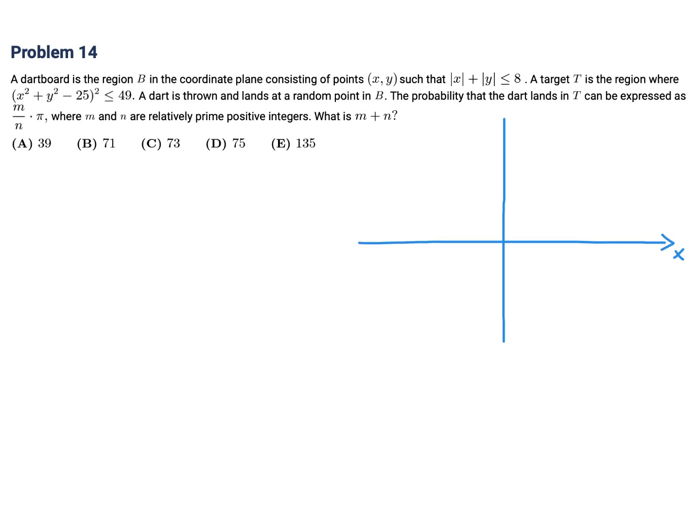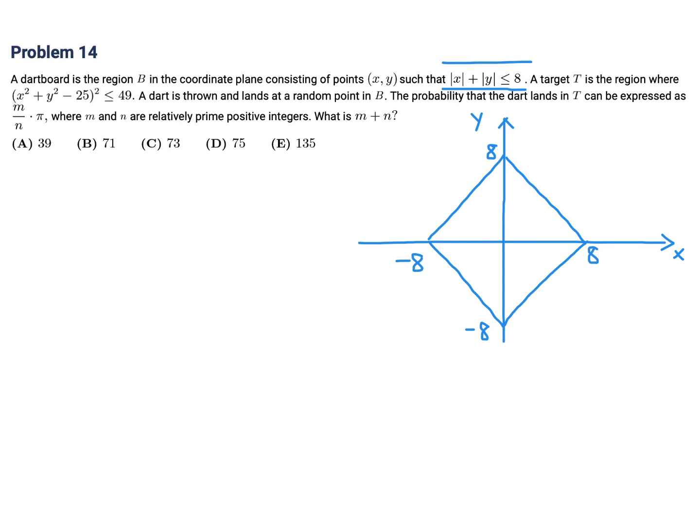So here's x, here's y. Now the first thing I'm going to tackle is this one right here. That one is a box like this. Not entirely drawn to scale, but you get the point. This is 8 up here, this is minus 8, this is 8, and this is minus 8. And the region in the middle represents that inequality. So that takes care of that.